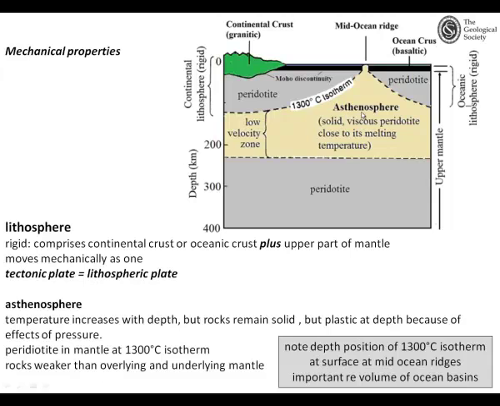One key point I want you to be aware of is that this asthenosphere, these rocks at elevated temperatures, reach right up to the surface of the Earth at mid-ocean ridges where new oceanic crust is being formed. And that is very, very important, as we'll come back to later, in terms of controlling the volume of water that can be held within the ocean basins.